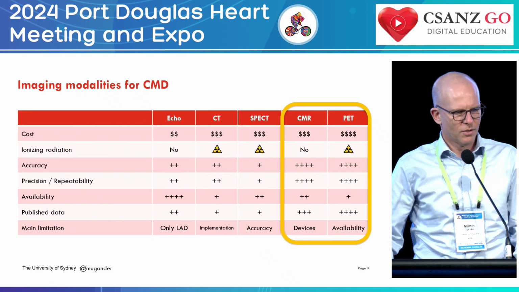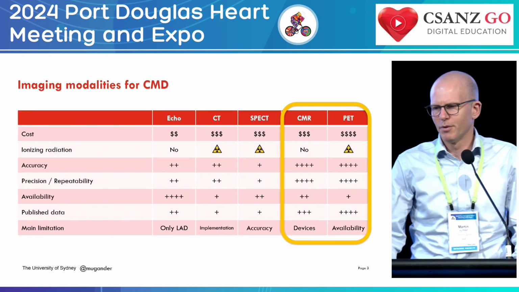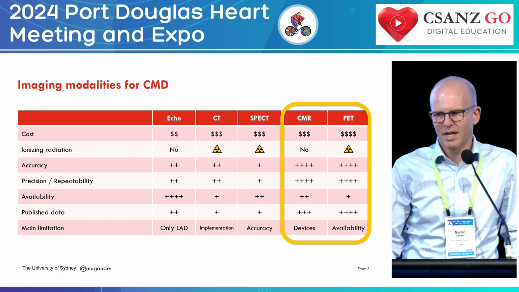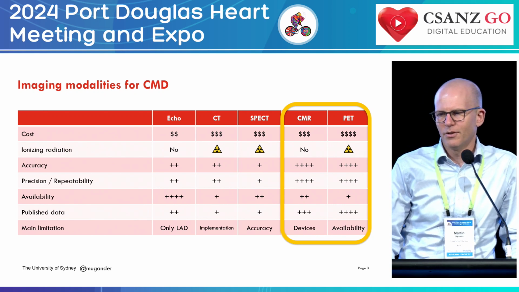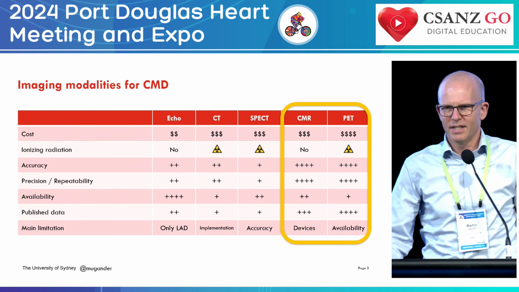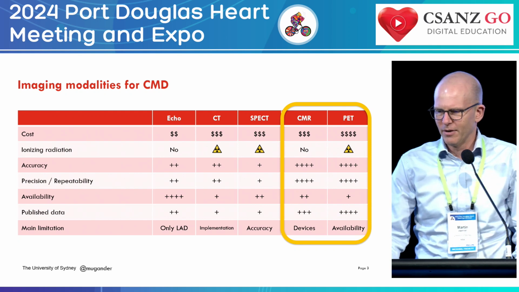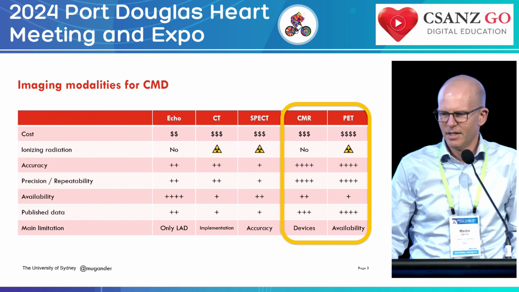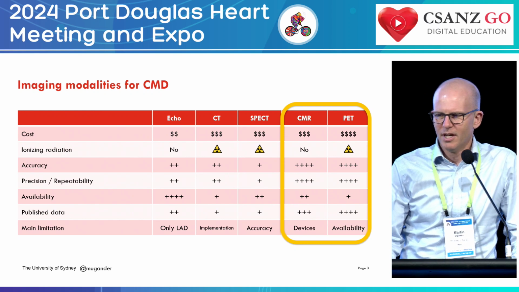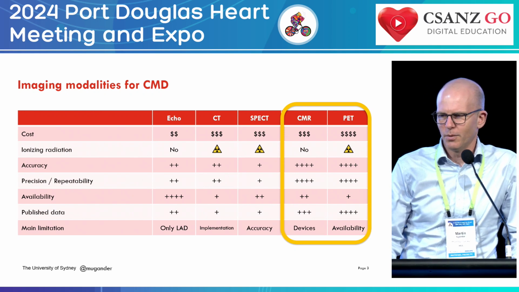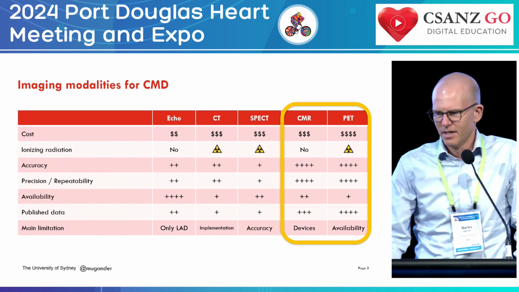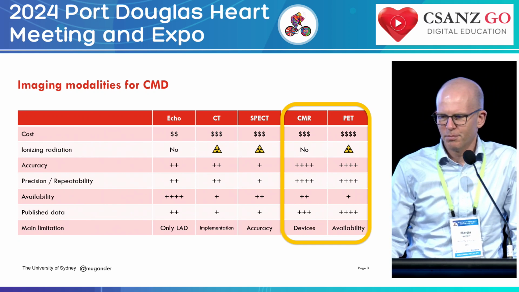Going back. So when we compare the different imaging modalities for assessing coronary microvascular dysfunction non-invasively, we can do it with echo, CT, and SPECT, although if you look down at the bottom row, the row about accuracy, there it's somewhat limited, but we have excellent accuracy with cardiovascular magnetic resonance and with PET. PET obviously has an ionizing radiation component.